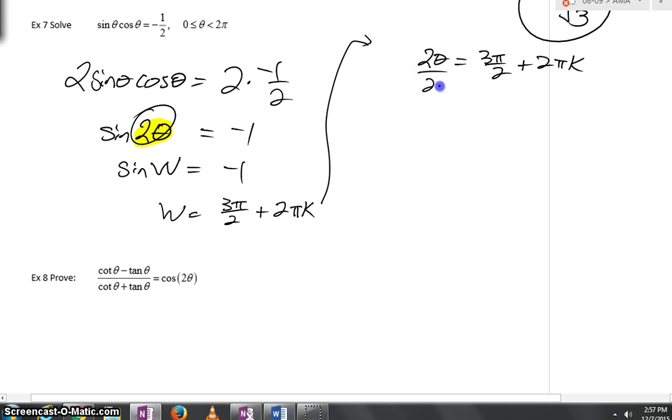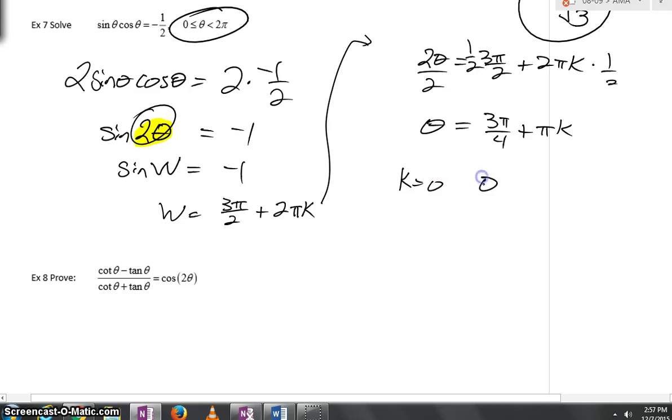And then you'd say, well, to solve for theta, I'm going to divide everything by 2, which is the same thing as multiplying by a half. And we'd get 3 pi over 4 plus pi k. Now, again, if you wanted all answers, you would stop here and say, this is it. But we only are answering between 0 and 2 pi, so let's let k equal 0. And you'd have 3 pi over 4 plus 0 pi. Well, that would be 3 pi over 4.